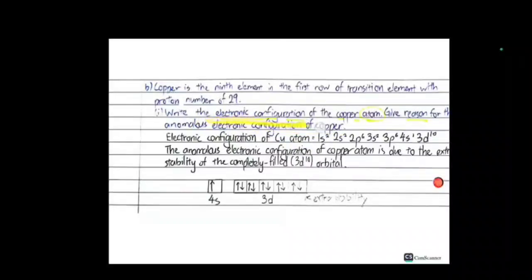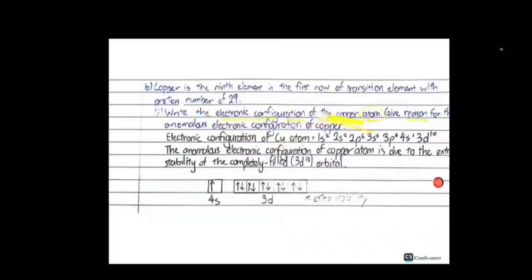As we know, for the copper atom, the proton number is equal to the number of electrons when the element is an atom. So we should highlight the atom. We should make sure that the question is not asking about an ion or an atom, because an ion will have a different number of electrons from the proton number.